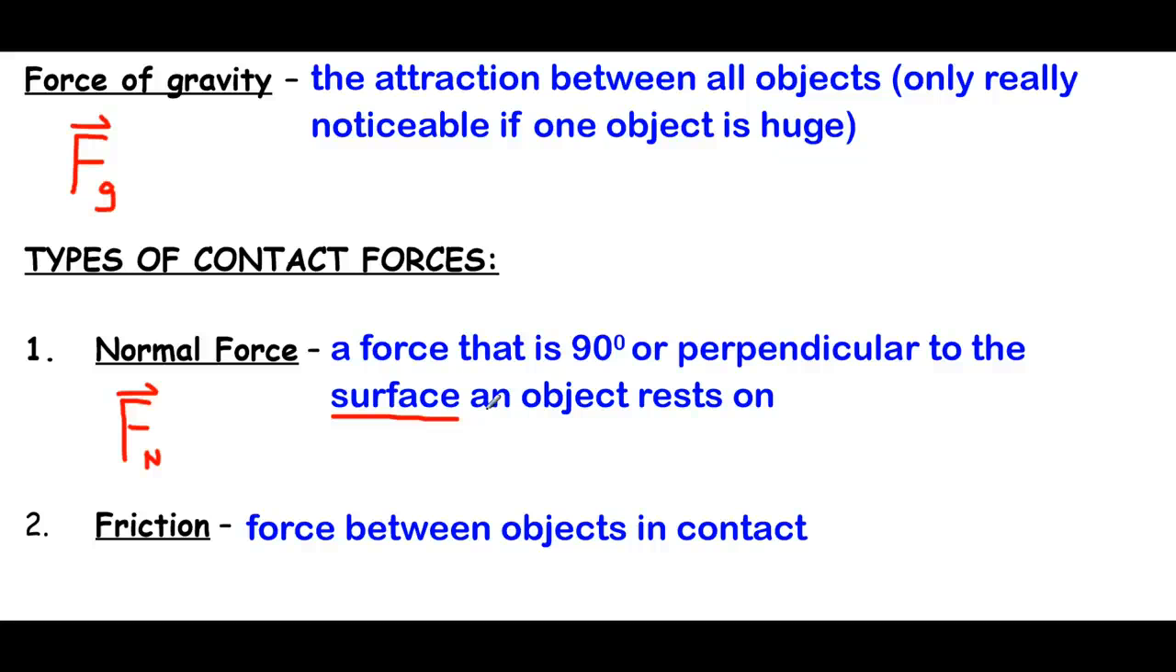Because of this normal force, it balances out gravity. So the reason you're sitting on your chair is because gravity's pulling you on it. But why don't you fall through it? Because of this normal force that we don't see, it's balancing. It's equal and opposite to your gravity. And that's why you rest on top of something.